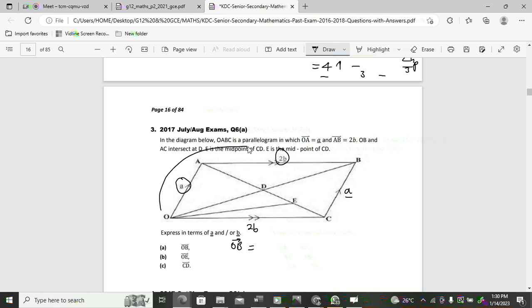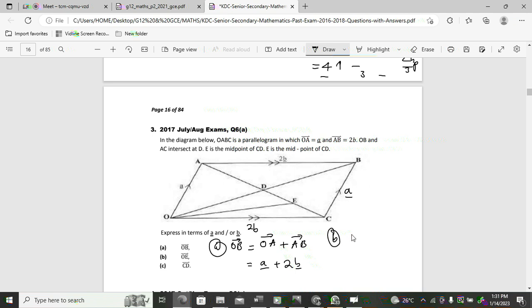We can go like this, or we can go like this, since we know both sides. So it doesn't matter which side you take. It's going to give you the same answer. So we're going to say OB is, we'll start from O, we go to A, then we move from A to B. So what is OA? OA is A. What is AB? AB is 2B. So we have found the first one, for A.